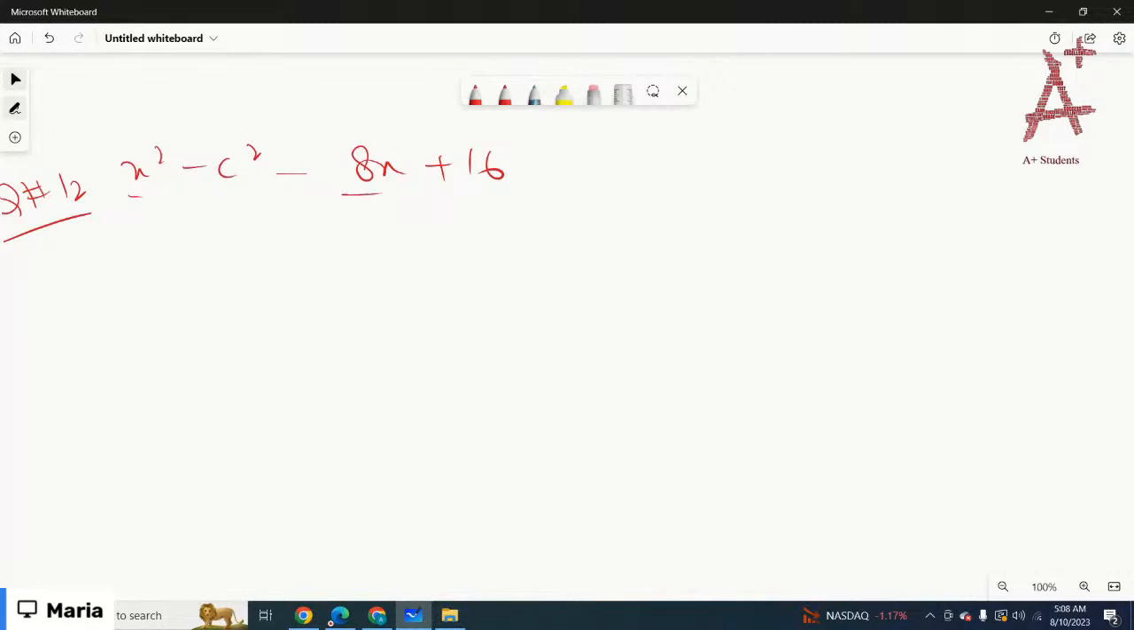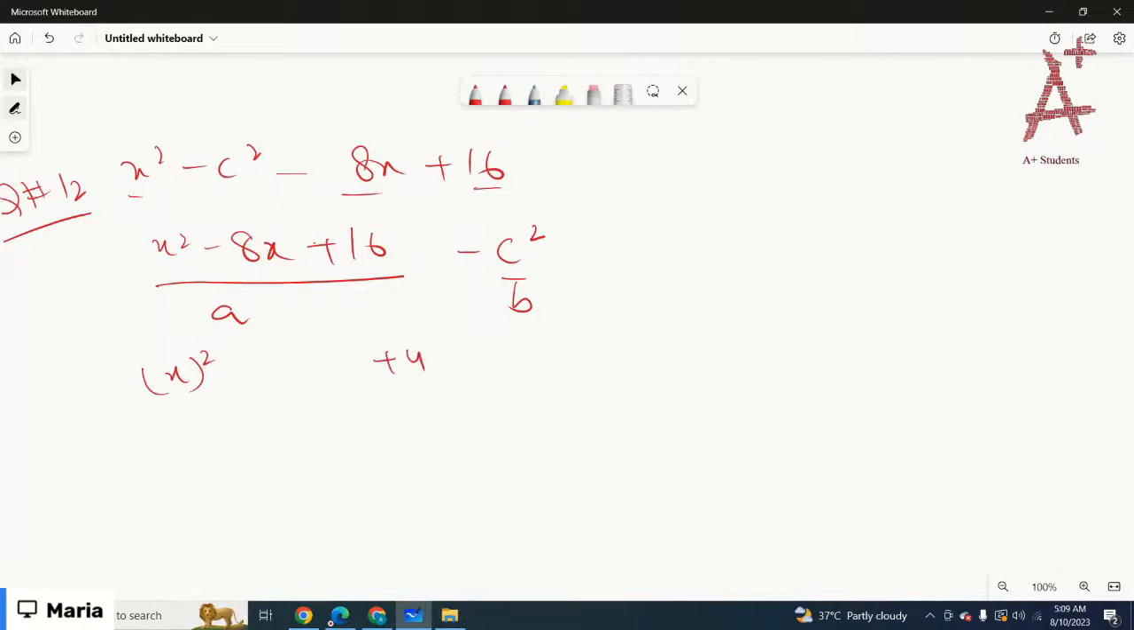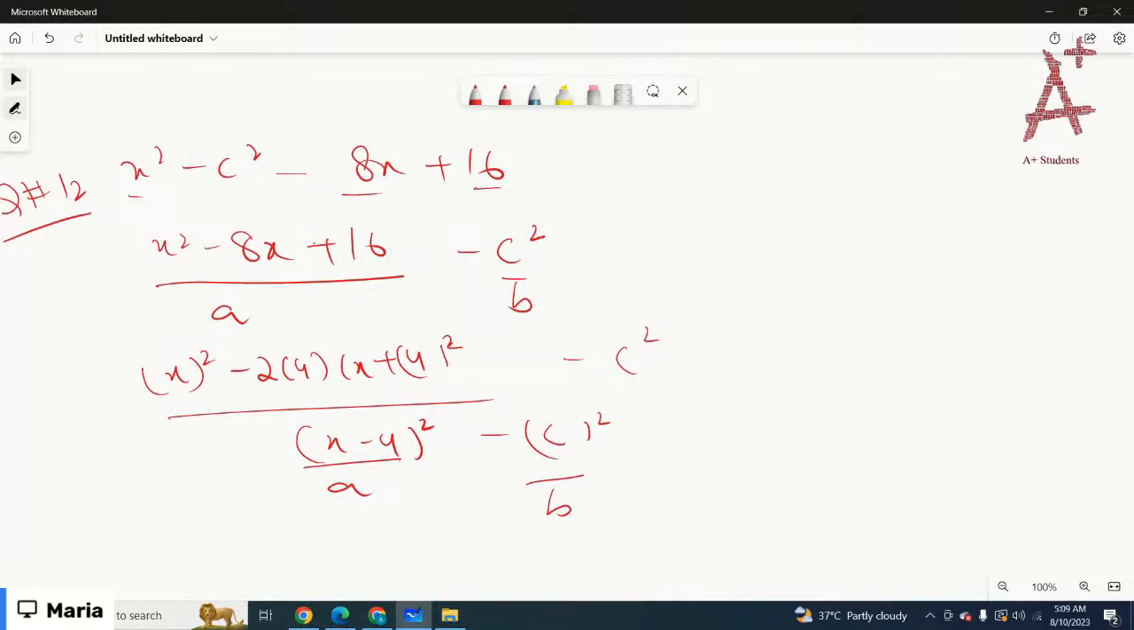Okay, you can see x square minus 8x plus 16, right? You can factor them as a perfect square. It could be factored as a perfect square, right? And minus c square. This you can consider as a, and this one you can consider as b, right? This would be x square plus 4 square minus 2 times 4x, right? So it would be x minus 4 whole square, and this is the square of c.